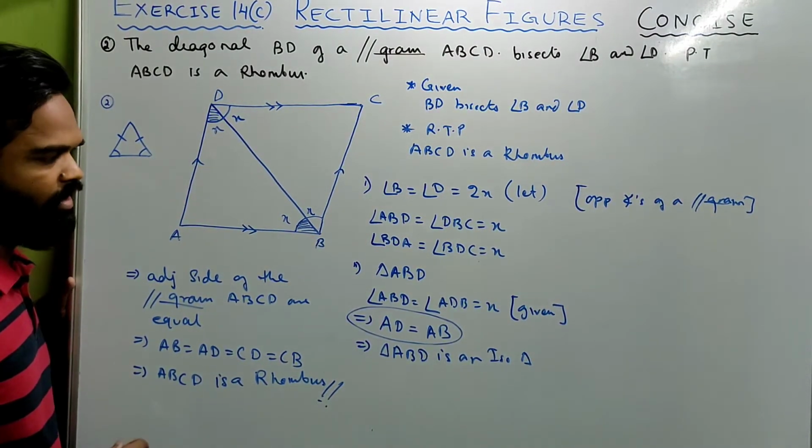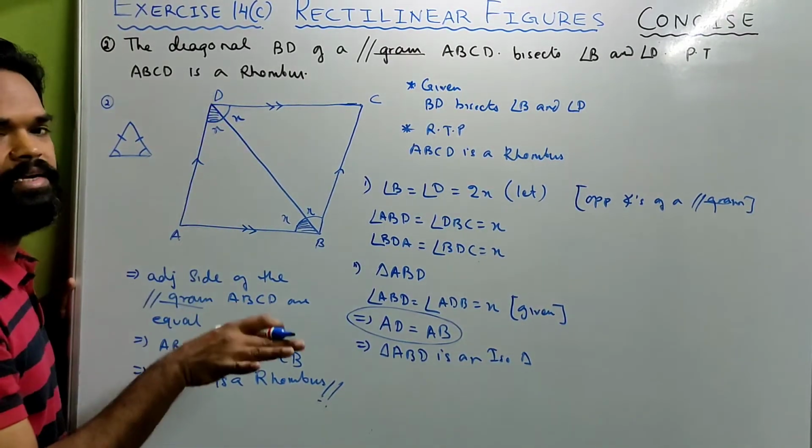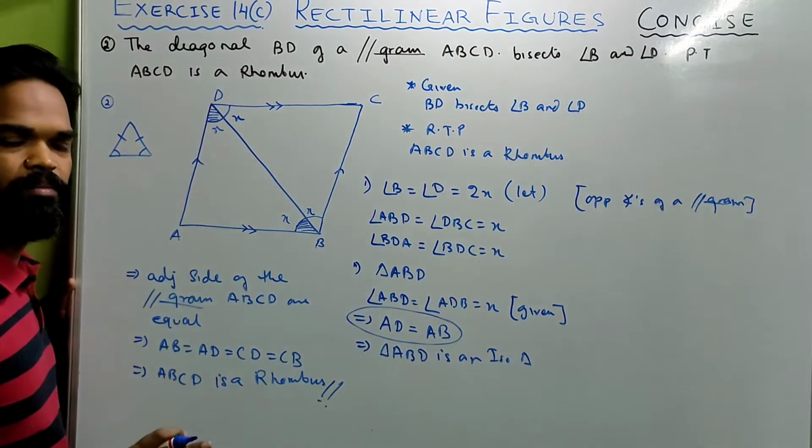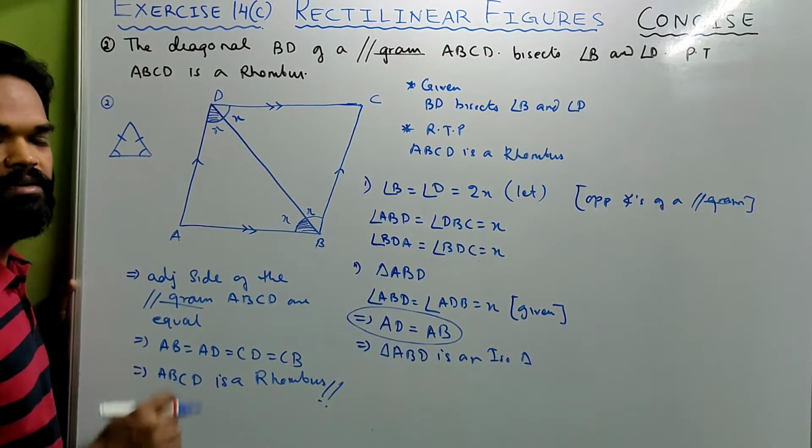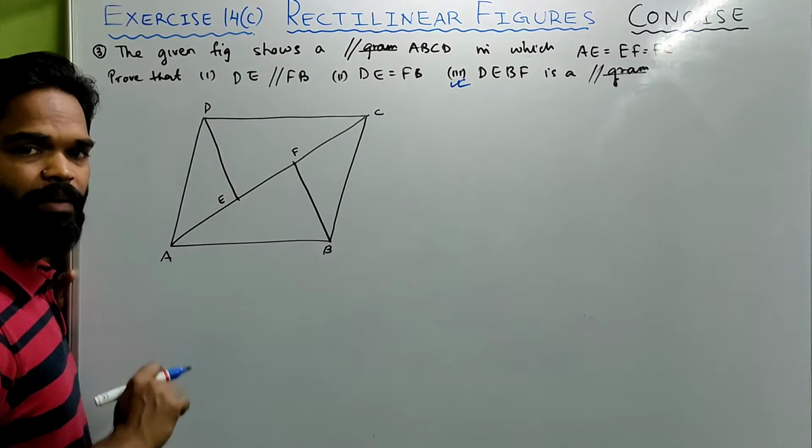Is it clear? Very easy. Just prove that AB is equal to AD by the isosceles triangle property. Our work is done. Okay. Now let us look at the next sum. Now look at sum number 3.